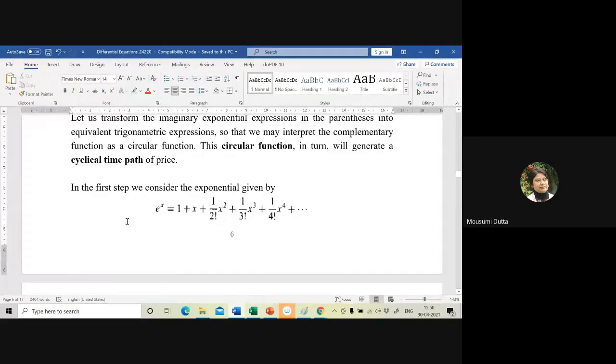So next we are considering the series of exponential, any series of exponential, e to the power x. Are you familiar with this series? Yes, ma'am. Okay, so it is 1 plus x plus 1 by 2 factorial x square plus 1 by 3 factorial x cube plus 1 by 4 factorial x to the power 4 and so on.